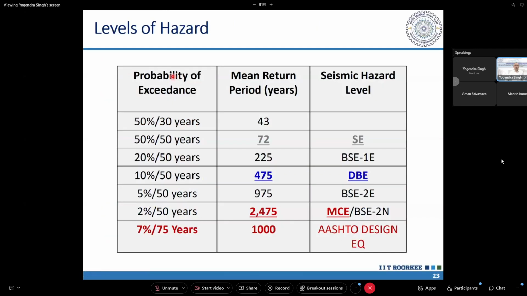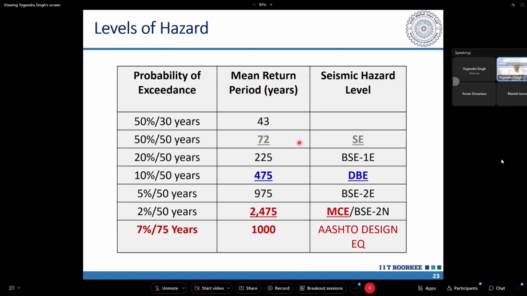So the hazard is classified based on either the probability of accidents or the corresponding return period. These are related. The probability of accidents in a given period can be related with the mean return period, and the three most commonly used labels are: one is SE, serviceability earthquake. The serviceability earthquake corresponds to 50% probability of accidents in 50 years. So it has a return period of 72 years.